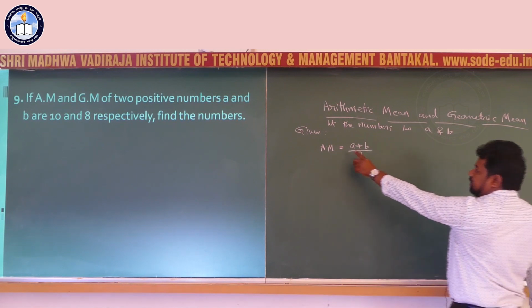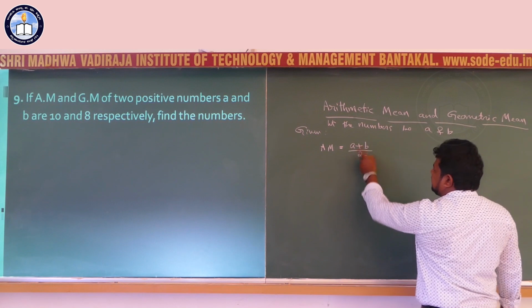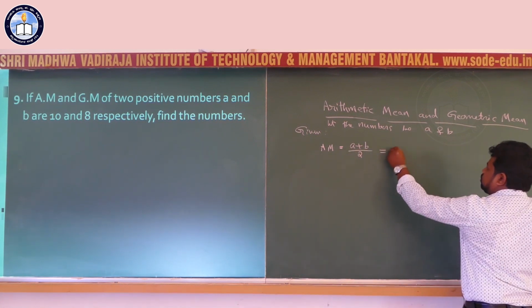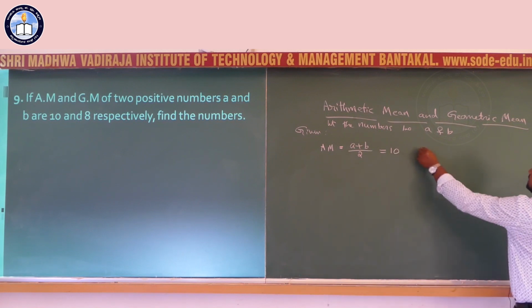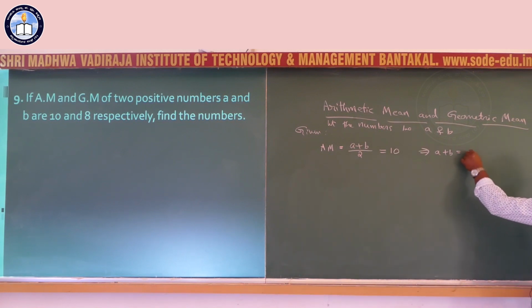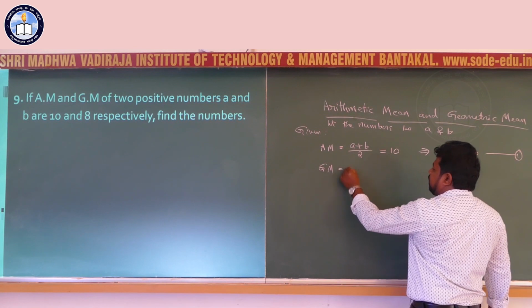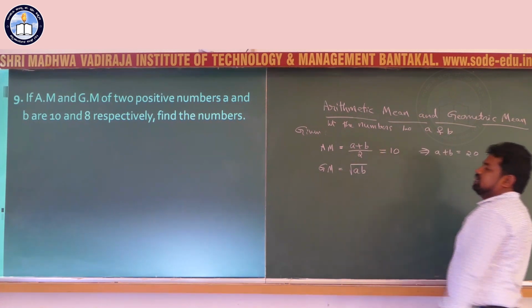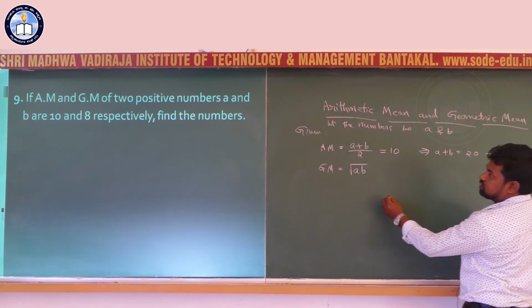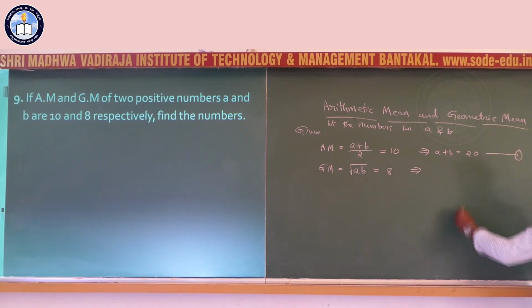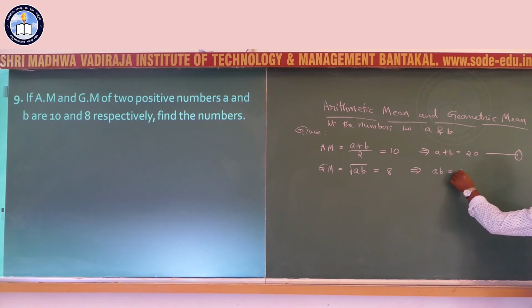Then the arithmetic mean of the numbers a and b is given by a plus b by 2, that is given for us, that is equal to 10. It implies a plus b equal to 20. Call it equation 1. Geometric mean is also given. Geometric mean formula square root of ab that is equal to 8. It implies ab equal to 64. Call it equation 2.